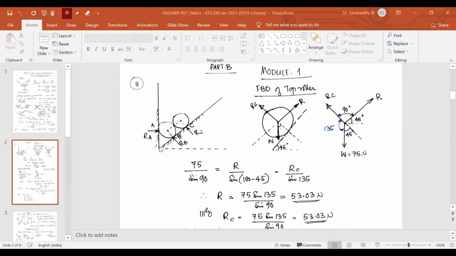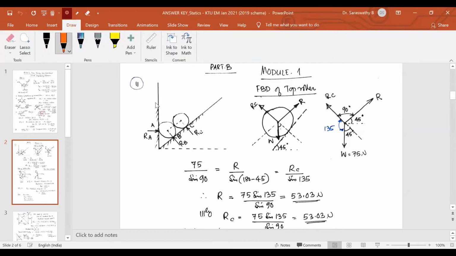This is a vertical wall. This is an inclined plane. This plane is inclined at 45 degrees. It is shown here, 45 degrees. There are two rollers resting one above the other. We're asked to find the reactions RA, RB, and RC at the contact surfaces.